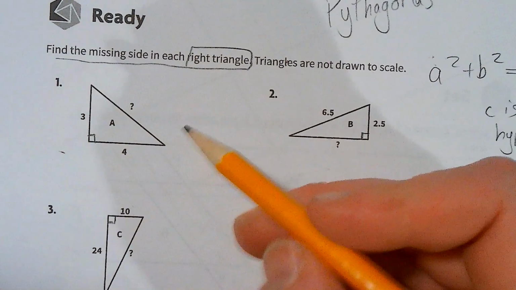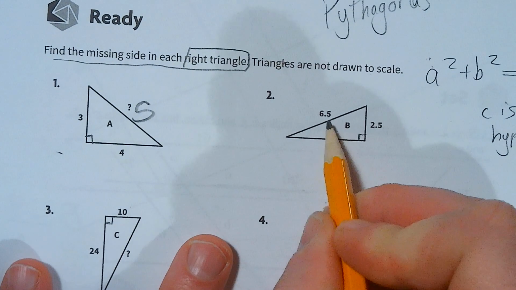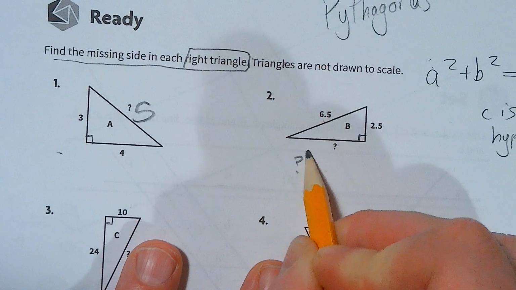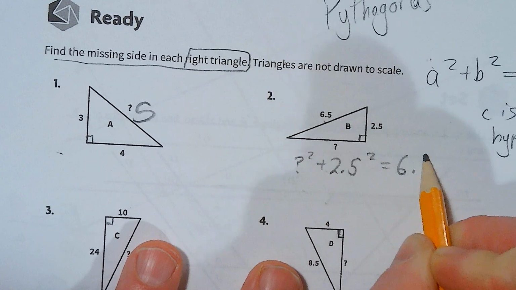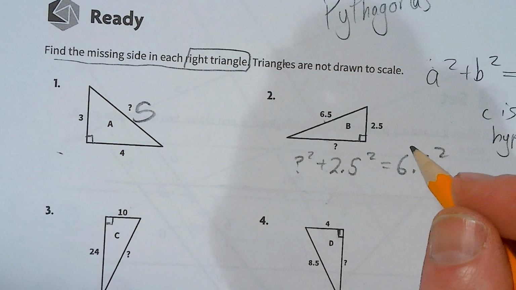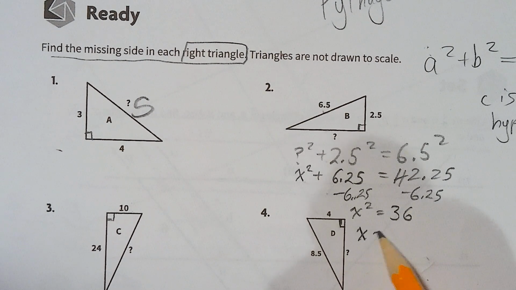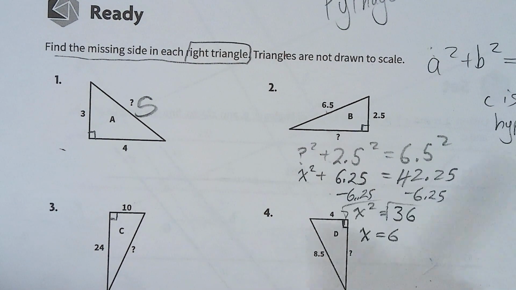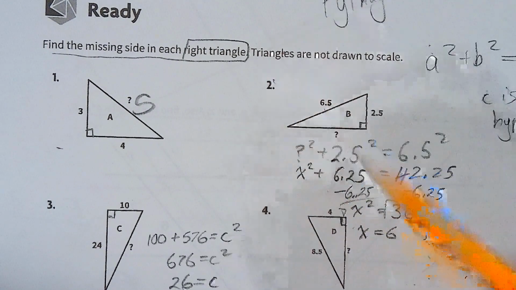Okay. That's a famous 3, 4, 5. This is c squared. So we have question mark squared plus 2.5 squared equals 6.5 squared. Okay, gotta set them up. Square root's there at the end. Square root. All right. Okay, so that's 6.